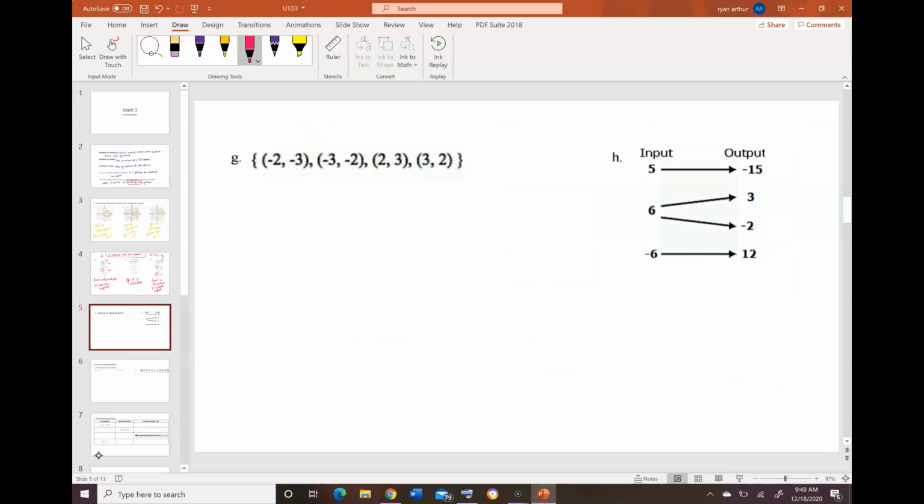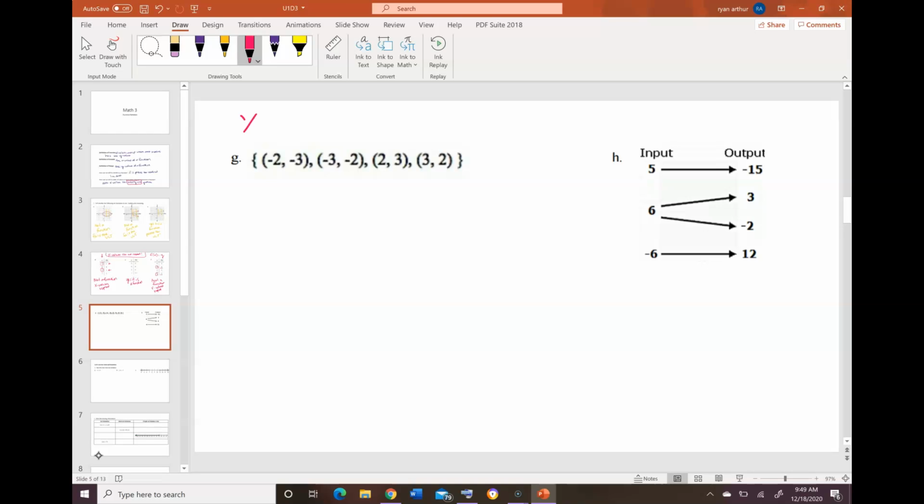So now we're going to look at a relation. This is called a relation. It's just where you have ordered pairs listed. It's just another way to write your input and output values. So G, you're still looking for the same thing. You're looking that your x values do not repeat. Anytime you're given numbers, you do not want your x values to repeat.